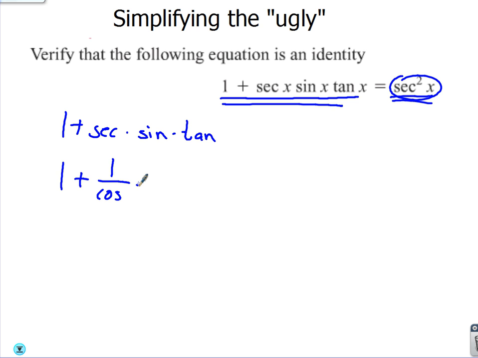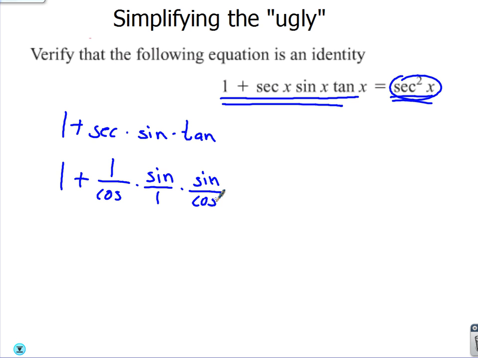Times, we got a sine, leave it as sine. Times, what's tangent? Sine over cosine. Those are your reciprocal identities. Tangent equals sine over cosine, cotangent equals cosine over sine, and sine squared plus cosine squared equals 1. Your reciprocals and your Pythagorean identities you use a ton.